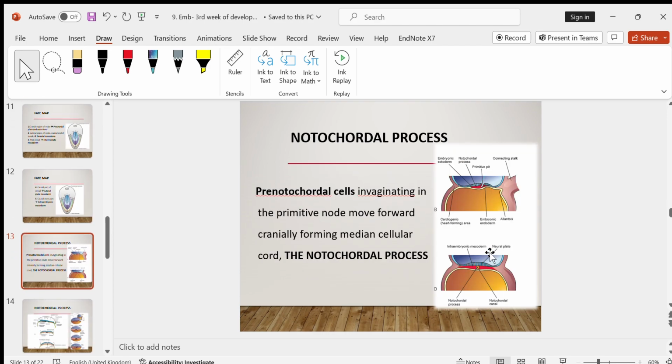Now, what is the notochordal process? The epiblast cells which are in the notochordal area are called the pre-notochordal cells. They invaginate in the primitive node and move forward cranially, forming a process called the notochordal process. This area is the notochordal process. This reddish structure is the notochordal process here.